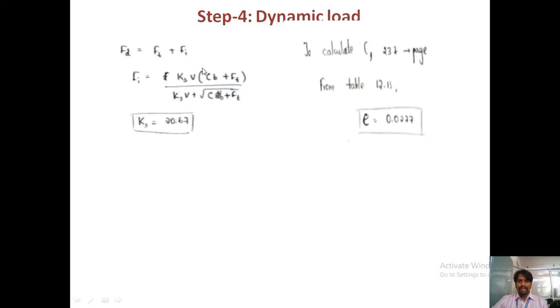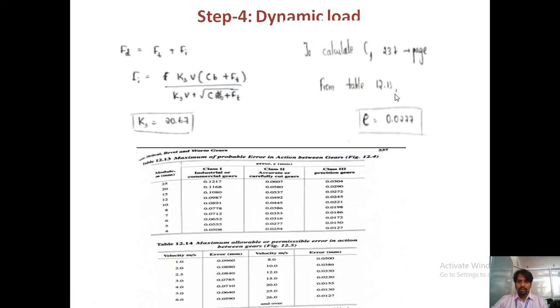Only thing is we need to calculate the C value. So in the dynamic load, to calculate the C value, go to page number 237, table 12.13. So this is table 12.13. In this the condition is given. What is the condition? Either class 1, class 2 or class 3. In the present problem, class 2 gears are given.